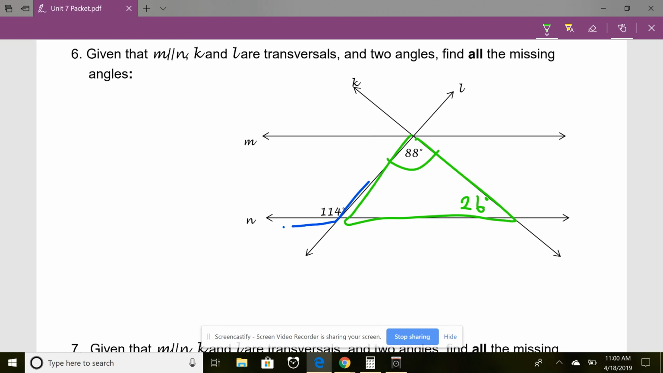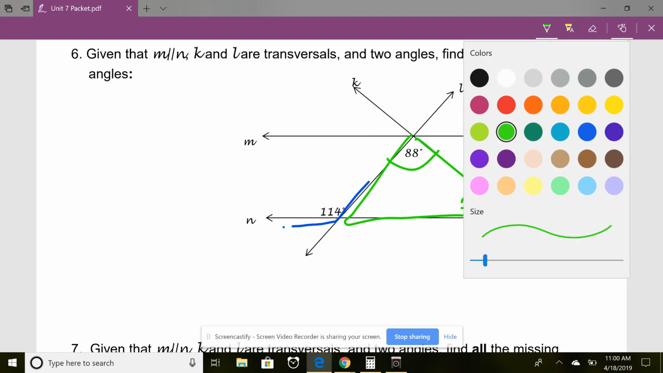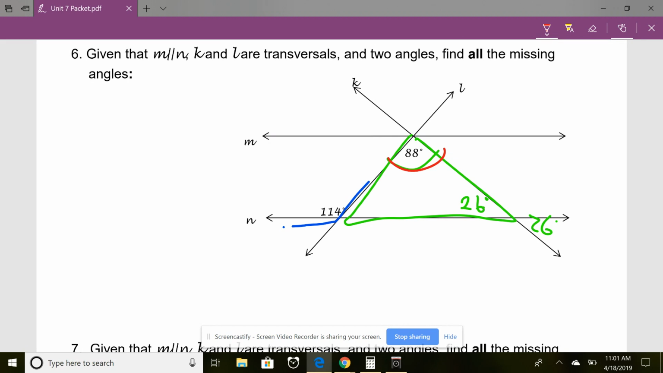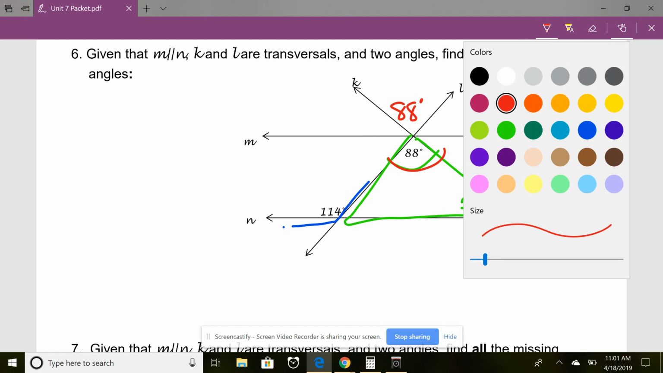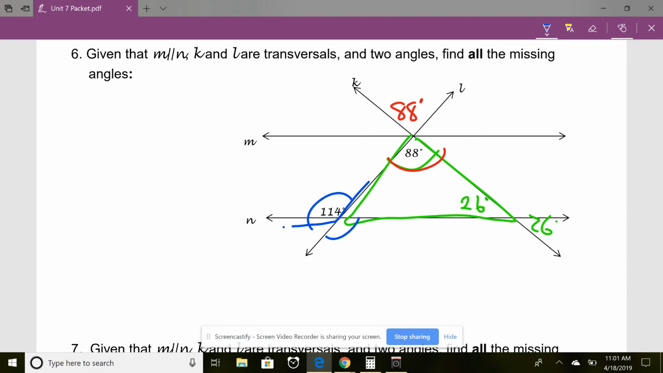All right, so now I know that one's 26 degrees. I know this one is 26 degrees. This one up here is 88 degrees, so that means this is going to be 88 degrees. This is 114 degrees. That means this is going to be 114 degrees. So the vertical angles are the easiest to figure out. Now the other parts of the angles.